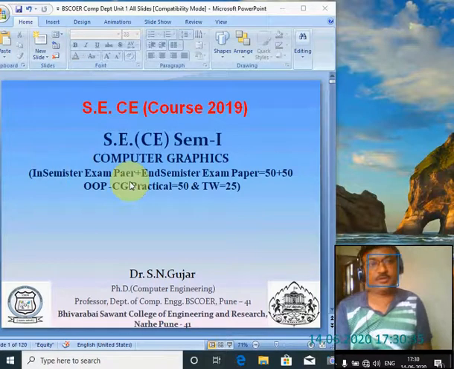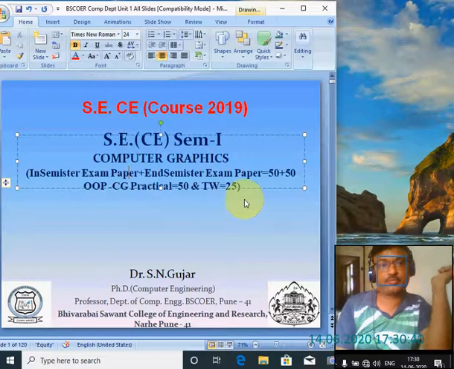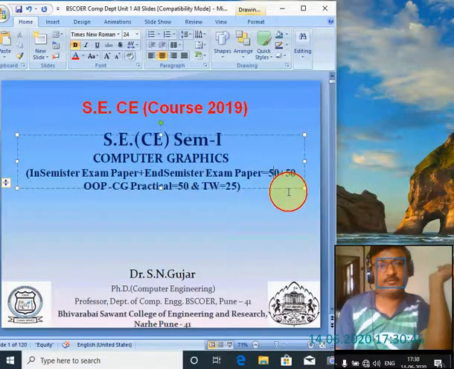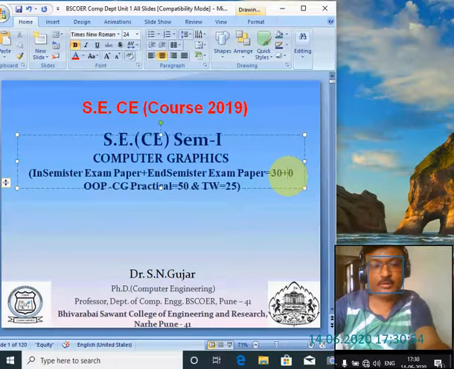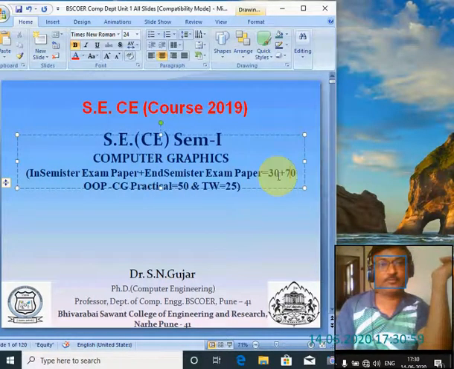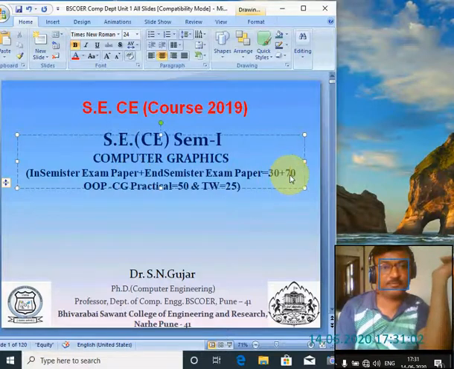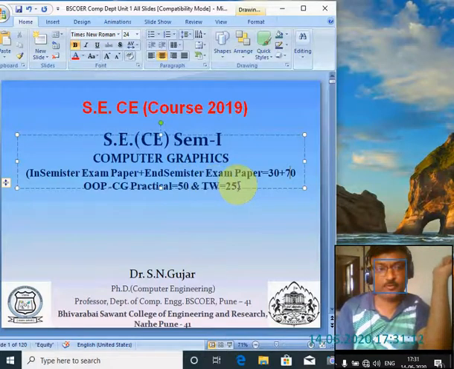In the in-semester exam paper, you have to solve a paper for 50 marks, and here I have modified it to 30 and 70 marks. So the in-semester examination paper is for 30 marks and the end-semester examination paper is for 70 marks, and the practical is for OP CC practical, that is a 50 mark practical examination of 3 hours, and term work of 25 marks.